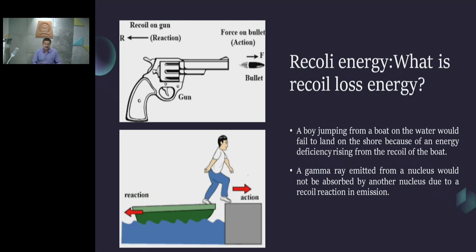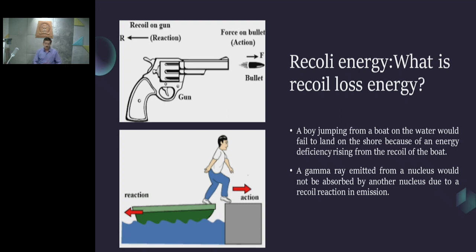So we have to see the first example, in which a gun fires a bullet, and there is a backward force that we call recoil on the gun, a reverse force, while the bullet moves in the forward direction. Similarly, in another example, a boy jumping from a boat onto water would fail to land on the shore because of the energy deficiency arising from the recoil of the boat, because the boat moves in a backward direction.